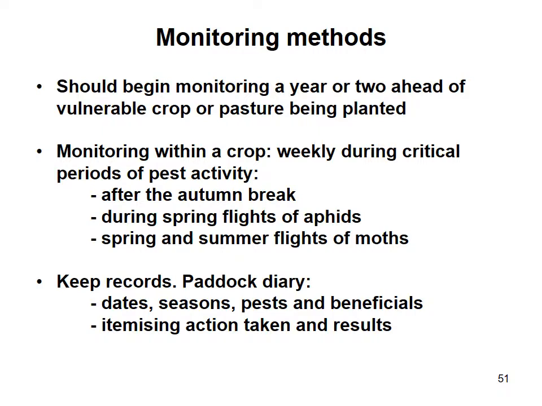Keep a paddock diary where you list dates, seasons, presence of pests and beneficials, record any action taken and the results of those actions. These records can be used in future years regarding the timing of flights, which may be seasonal and can then be predicted, as can the movement of beneficials and how populations are developing. Compare last year's information to this year to assess whether pest pressure is higher or lower. Outcomes can then be assessed.